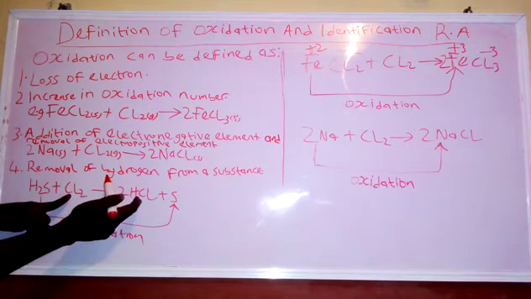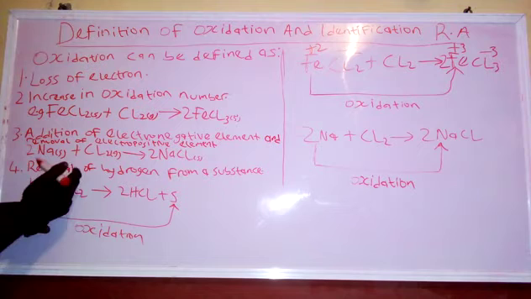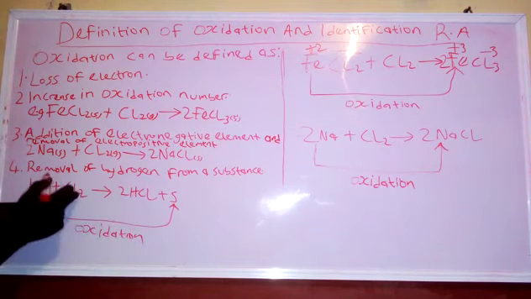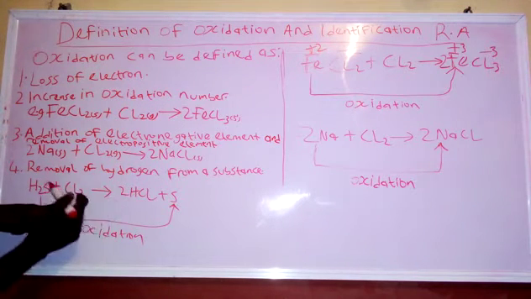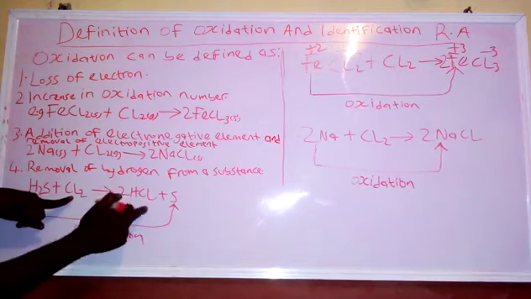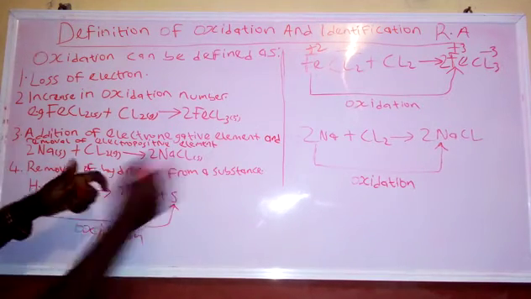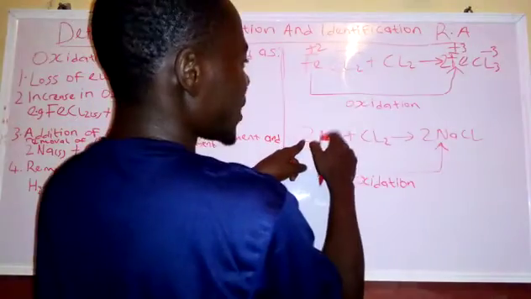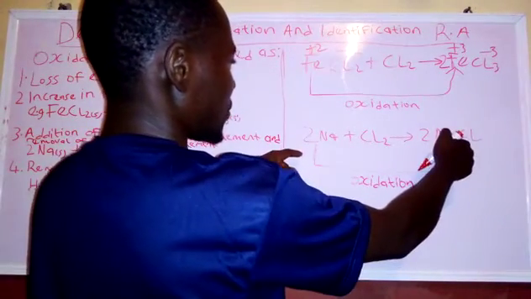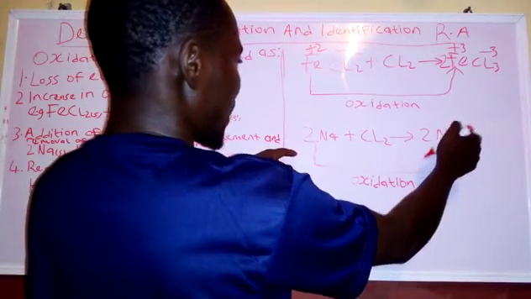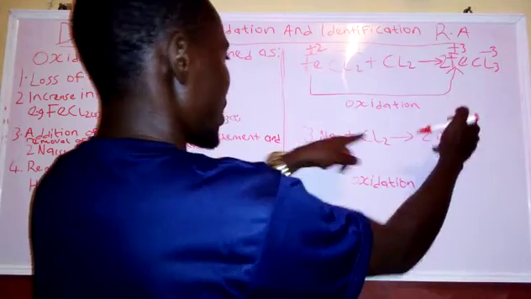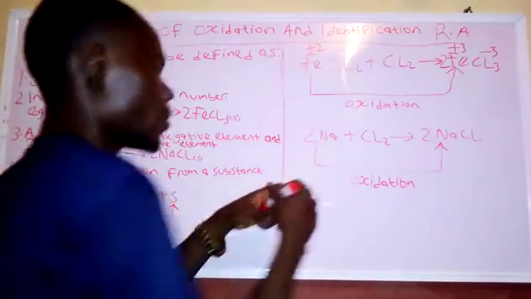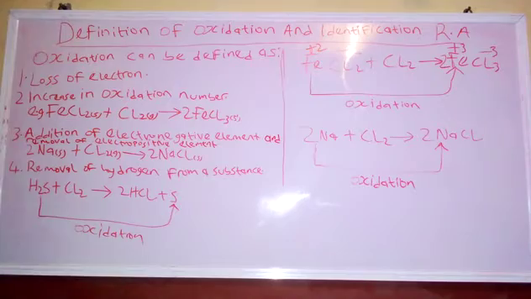Now, why can't we call this one oxidation? The reason we can't call it oxidation is that, look at chlorine here, it became HCl here. Hydrogen was not removed from it, hydrogen was actually added to it here. So that's why we can't call it an oxidation reaction. The same thing goes here. If we go back to this definition, addition of an electronegative element. Now look here, an electronegative element was added here. Are you getting it? So that's why we can call it an oxidation reaction. So that's that.